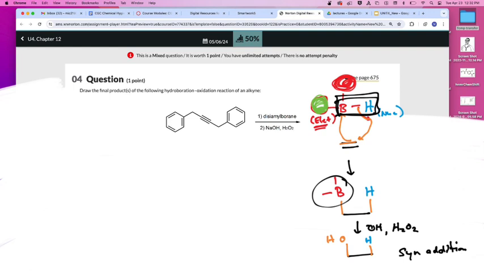BH followed by, what's my reagent? The OH and peroxide. That looks really familiar. That's my reagent to do an addition to an alkene. What did I add in addition to my alkene?